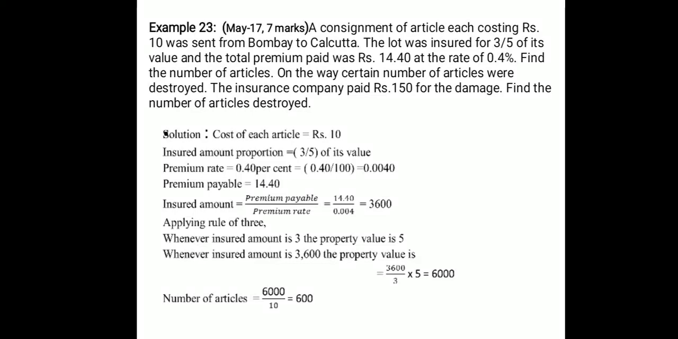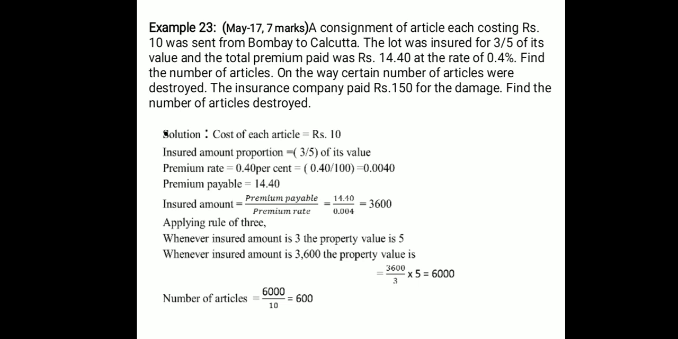In this session, let us take up some more examples on insurance and income tax. Example number 23, I read the question first. It was asked in May 17, a 7 marks question. Only a few steps are there, but you should know this because this example may be asked for the MCQ questions.